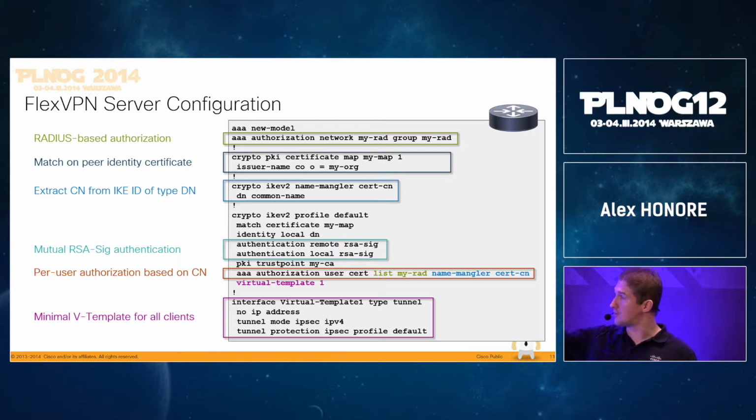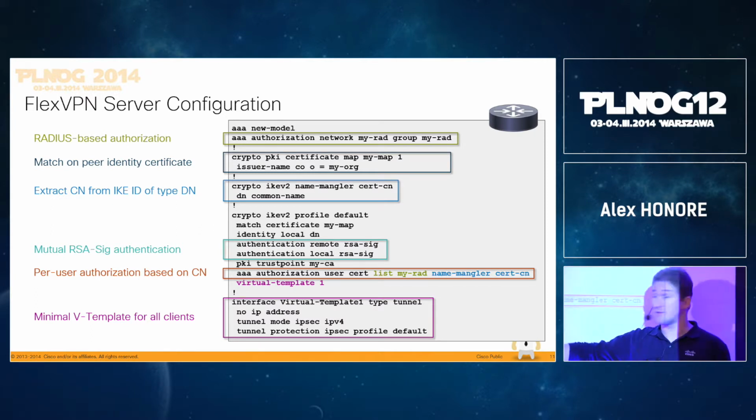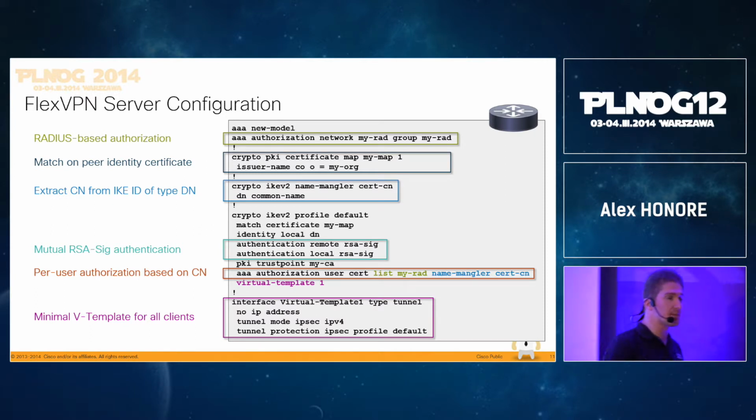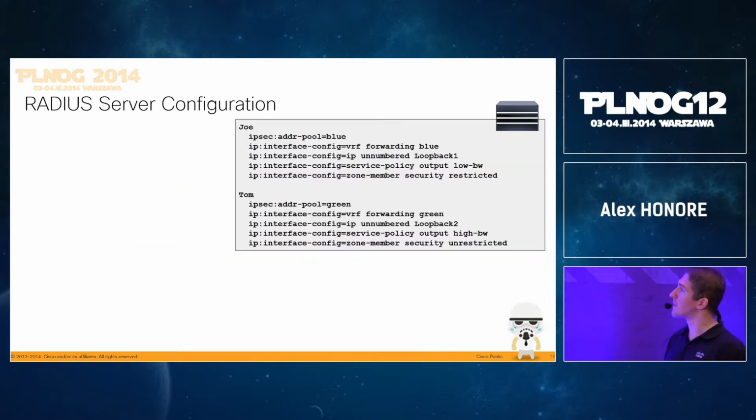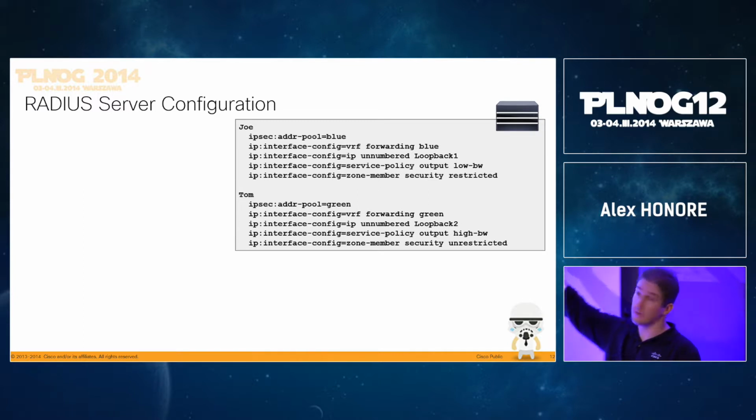I clone my vtemplate, which is completely generic. It's got no IP address, no VRF, no features. I will add all of that based on my AAA attributes. And so this is all I need to have on my RADIUS server: two user accounts, one address pool for the different VRF. Maybe they don't use the same addressing.